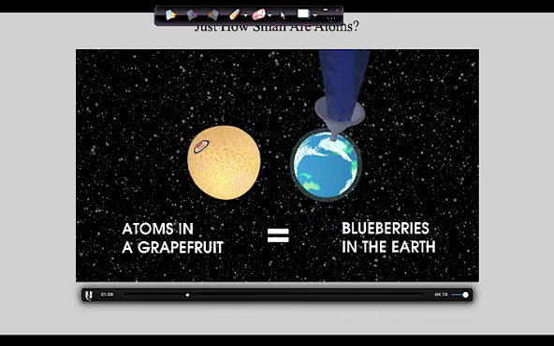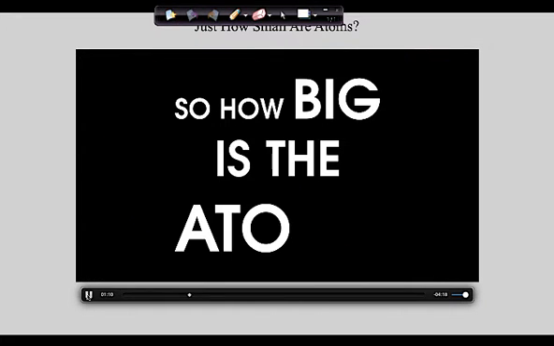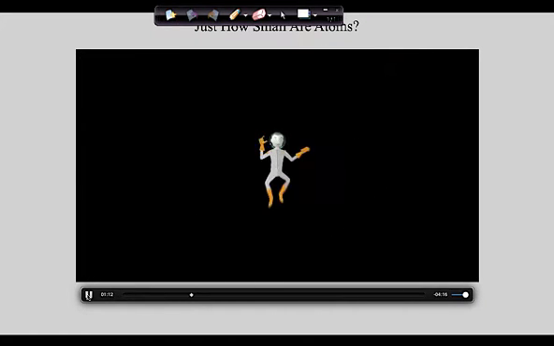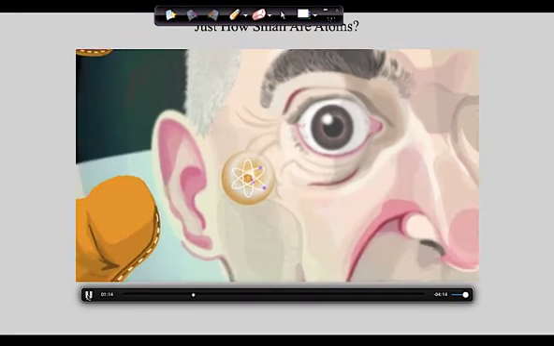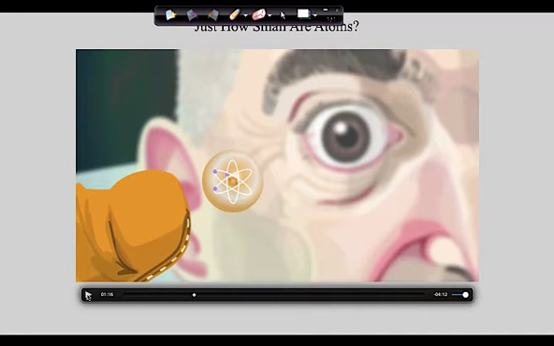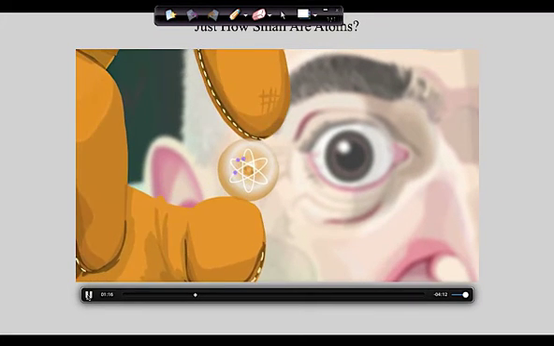Gets worse. That's right. So how big's the atom? Well, that's really, really small. Do you find that disturbing? Yeah, me too. You know what? It gets even more crazy.